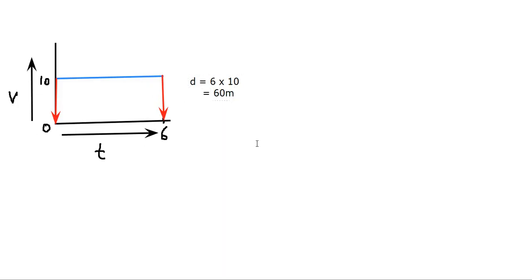Now, if you want to calculate acceleration, formula was v minus u by t, final minus initial. If you see the graph, the initial speed is 10 and final is also 10 only. So if you calculate acceleration, v minus u, 10 minus 10 becomes 0. So if there's a straight line, acceleration would be equal to 0.